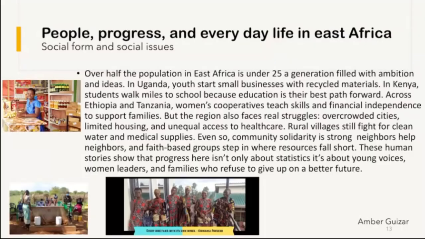Across Ethiopia and Tanzania, women's cooperatives teach skills about financial independence to support families. But the region also faces real struggles, like overcrowded cities, limited housing, and unequal access to healthcare. Rural villages still fight for clean water and medical supplies. Even so, community solidarity is strong. Neighbors help neighbors, and faith-based groups step in where resources fall short.